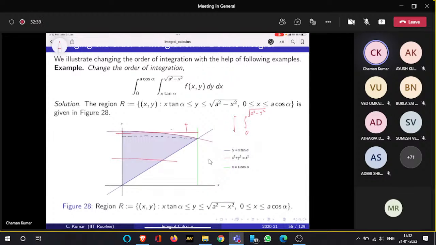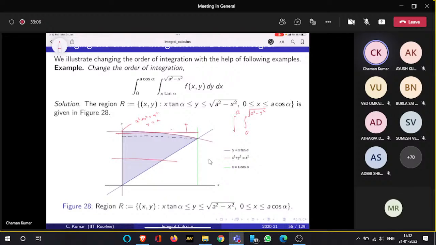Okay, so that means I substitute x is equal to 0 in the equation of the circle, x square plus y square is equal to a square. When x is 0, you get y is equal to plus minus a, but then we are in the first quadrant, so we just write a. So the upper limit of y is a.